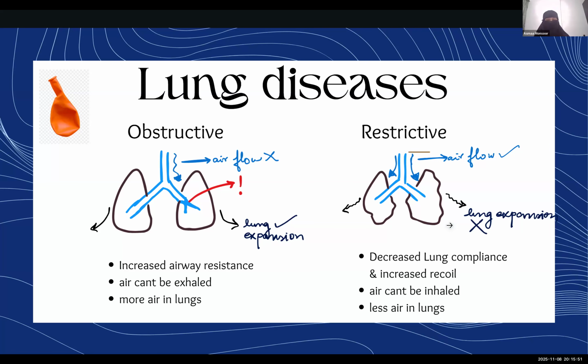Is obstructive and restrictive a bit okay for now? It looks a bit confusing at the beginning. Inshallah, you guys will get a hang of it. But for now, this is all you need to know for obstructive and restrictive. Did you guys get it?